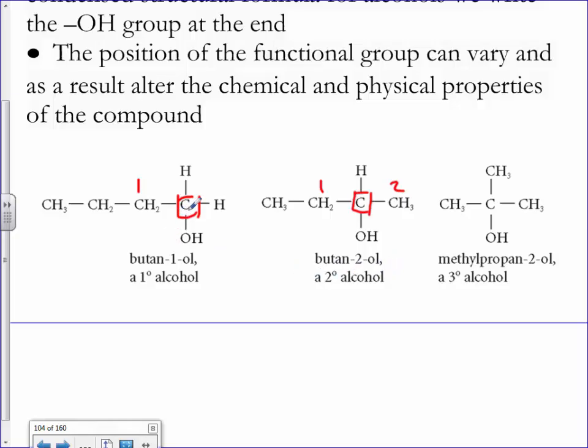So although this was on the first carbon and this was on the second carbon, this one right here is not technically on the third carbon, actually. But here's a carbon. How many carbons is it attached to? 1, 2, 3. Does that make sense? That's why this guy right here is called a tertiary alcohol.